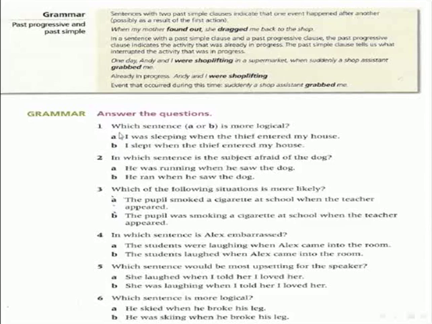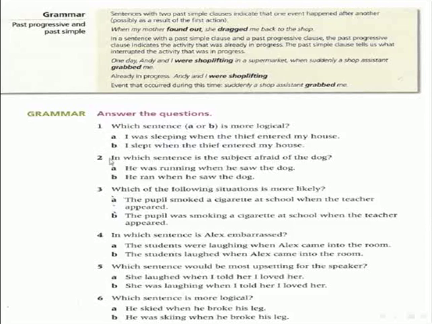Switch it off. 1. Which sentence, A or B, is more logical? A. I was sleeping when the thief entered my house. Or B. I slept when the thief entered my house. Actually, A is correct. I was sleeping, in progress, when the thief entered my house. This one interrupted the progressive here.